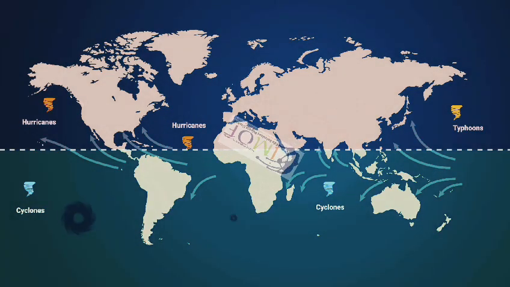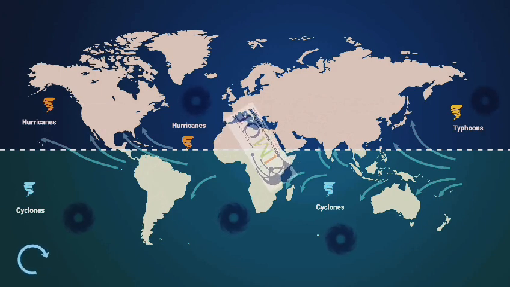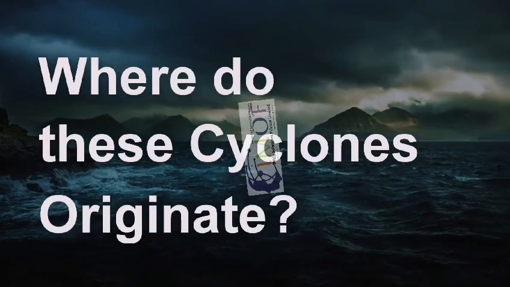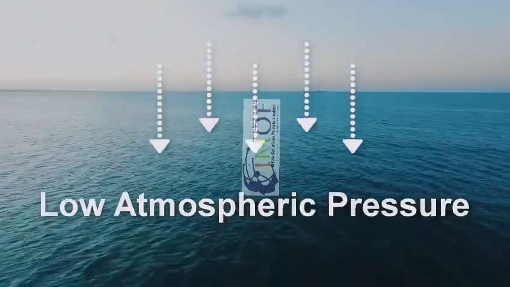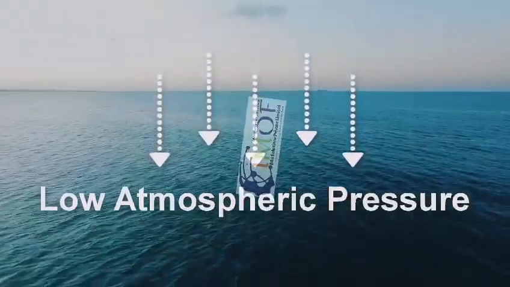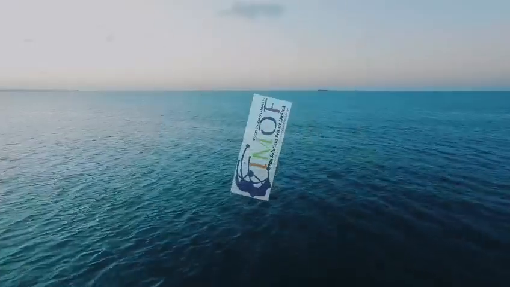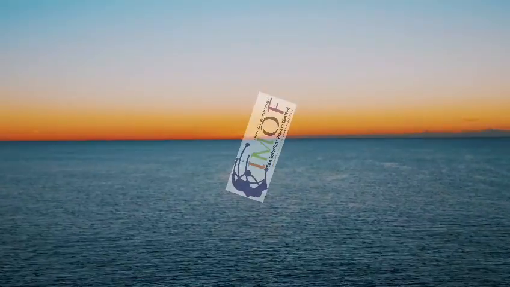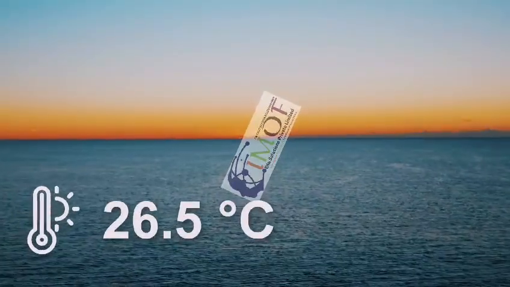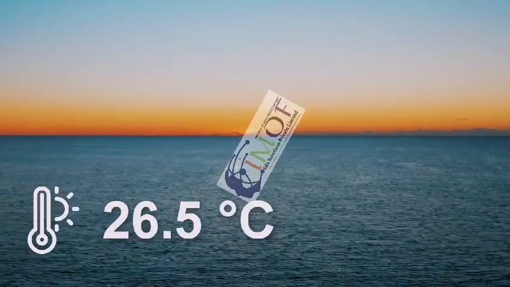There are also a few other differences in them apart from where they originate. Like the cyclones are usually clockwise, but the hurricanes are usually counterclockwise. Where do these cyclones originate? When the atmospheric pressure is low over a large water body that is still and the temperature of the water is more than 26.5 degrees Celsius, then they form into a cyclone.